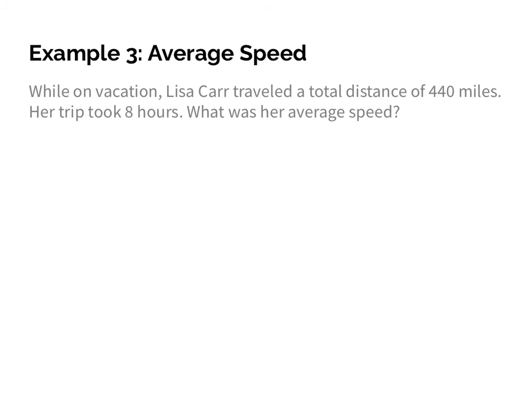So let's say that I have our girl Lisa Carr. Get it? Lisa Carr. Heyo. It says she travels a total distance of 440 miles and her trip took 8 hours. What is her average speed?